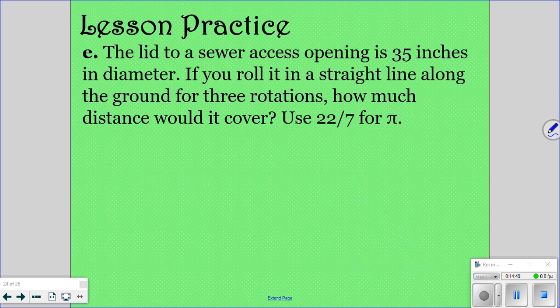Okay, let's try one more practice problem. So y'all try this one by yourself, pause the video, and then I'll go over it once y'all have attempted it.